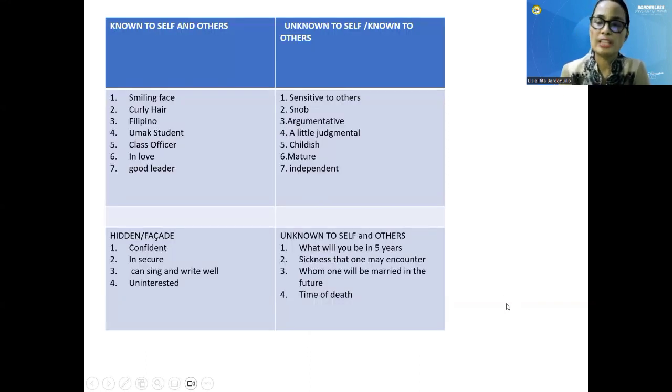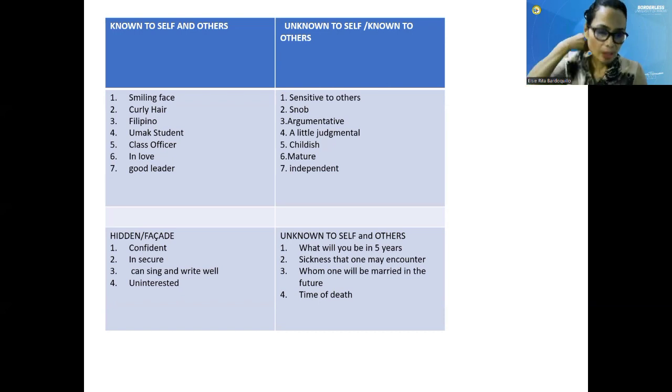So known to self and others, one example of this, like yung pagiging smiling face, like yung pagkakaroon ng curly hair, pagiging Filipino, pagiging UMAC student, so alam niyo na yan, pagiging class officer that is already known to the class, to your classmates, pagiging in love. So siguro, isang evidence for the person to prove that the person is in love is being in a relationship. Diba? So, pwede yun. Pwede rin yun kasi sinasabi niya na talagang in love siya at nakikita yun sa kanya.